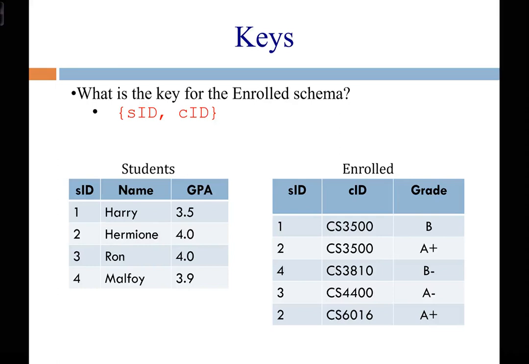Right, so there's the answer. The key is SID plus CID combined. And this allows for one student to take multiple classes, multiple students to take the same class. Hermione has A pluses in all of her classes. That's the most important to get right.